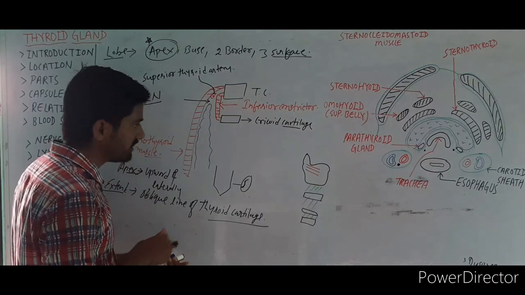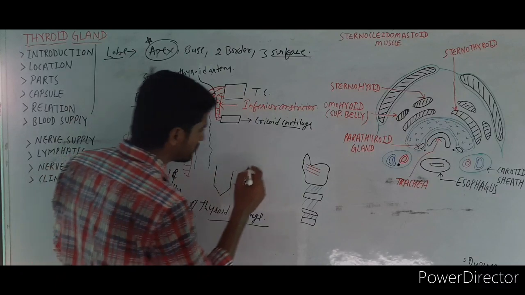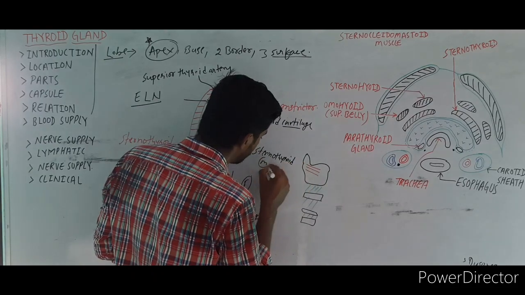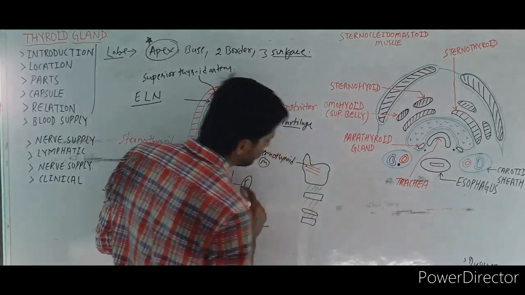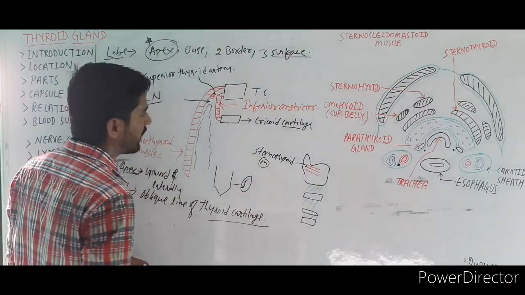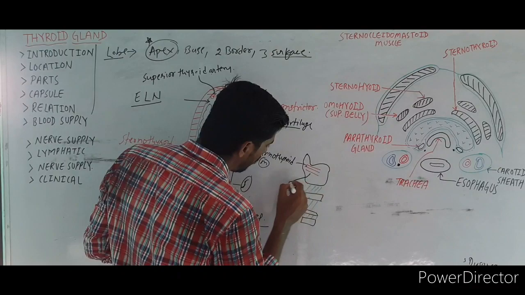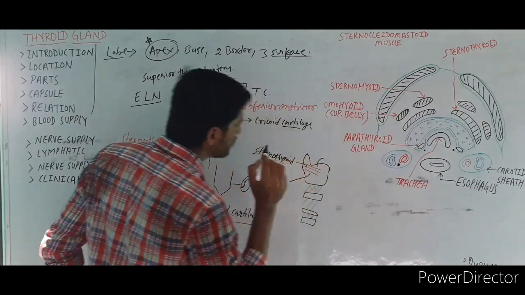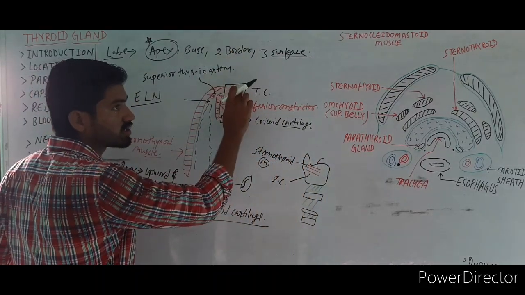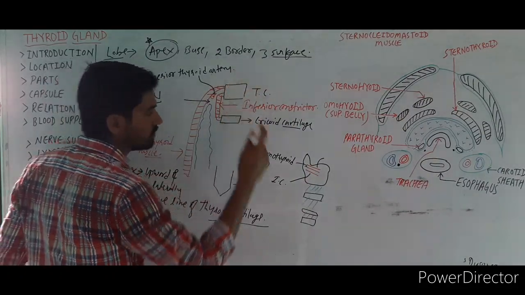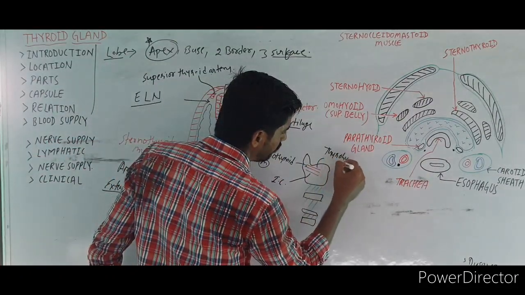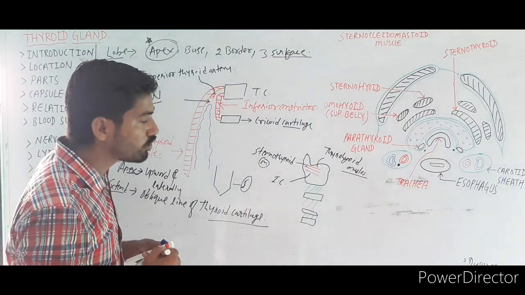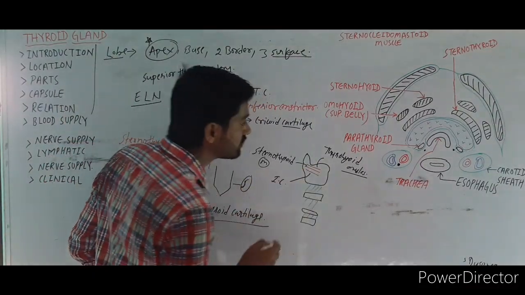This is the sternothyroid muscle, second number. Now, this muscle is called the inferior constrictor muscle. And this muscle above goes from thyroid to hyoid, so it is the thyrohyoid muscle. Am I right?